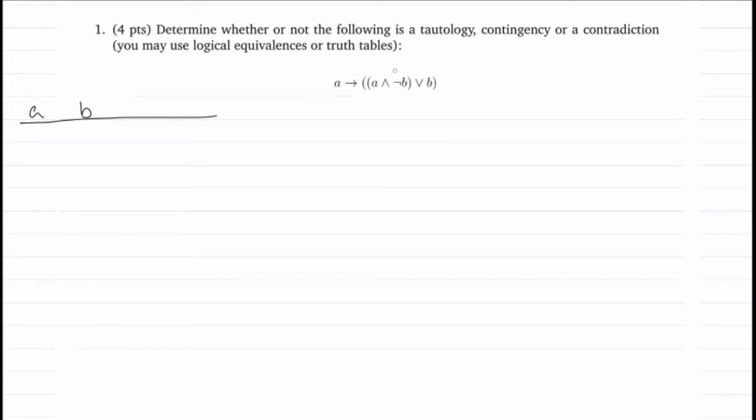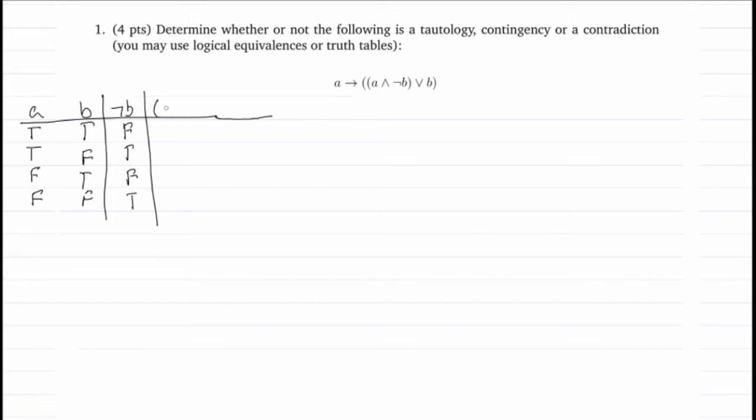I have two variables here, A and B, so I'm going to write out the truth table for that. Okay, and since I'm going to need a not B later, I'm going to write down the not B as well. So that's false, true, false, and true. Cool. So now let's start off with the inside part first, because it'll be easier to start from there.